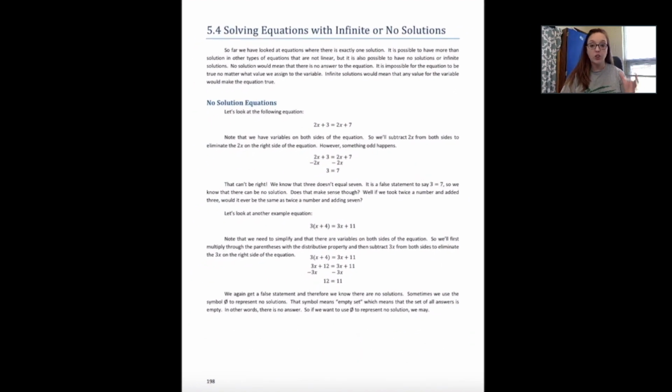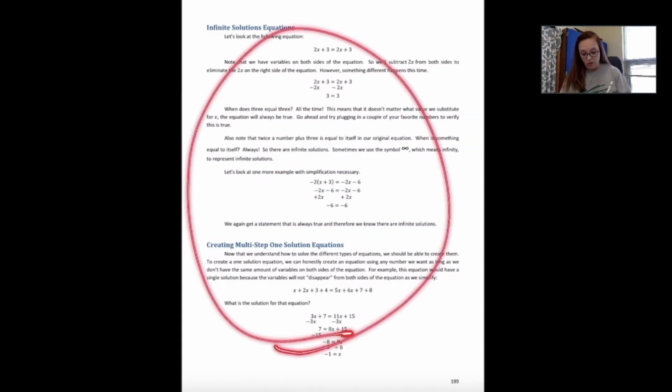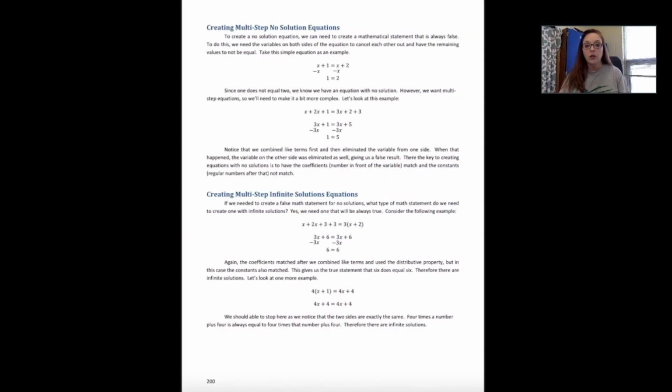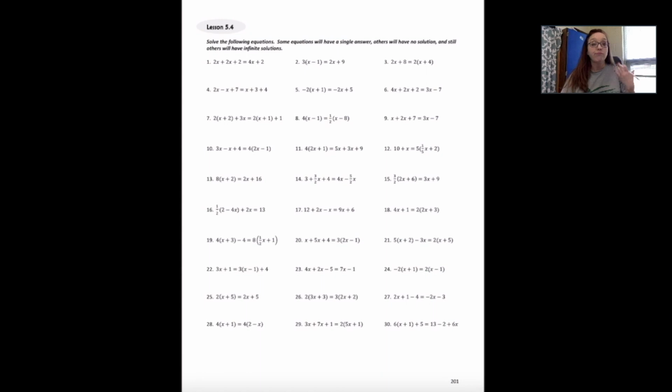Before I start with you, you need to read through the information right here on page 1. These are notes. And page 2. You do not have to worry about the part about creating multi-step one solution equations. So we can skip that part. We can skip this, and you can skip this. We're not going to worry about those sections today. Okay, let's do some work.